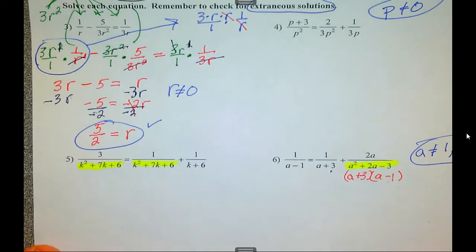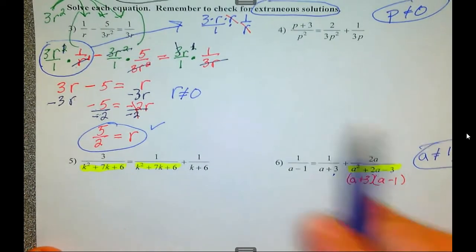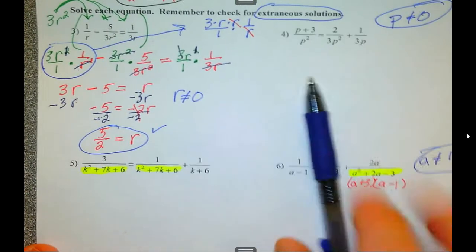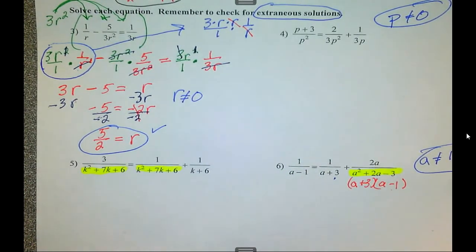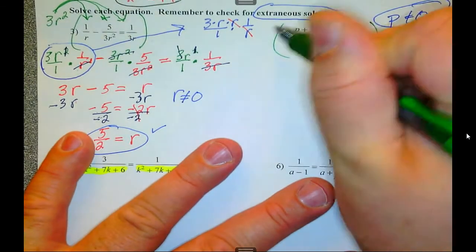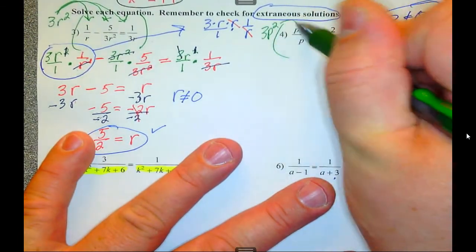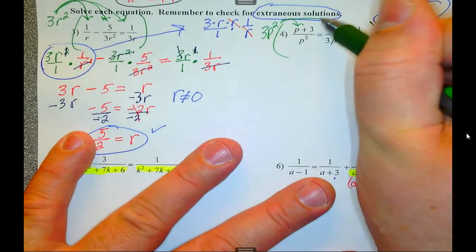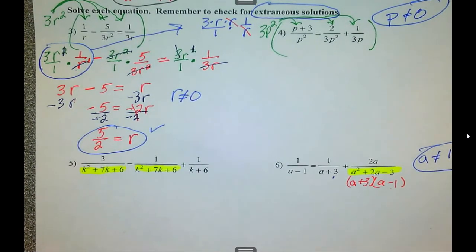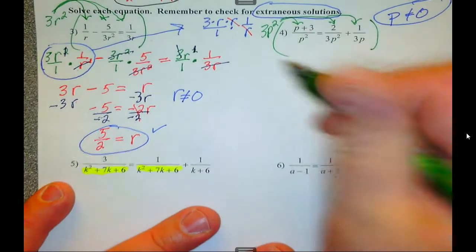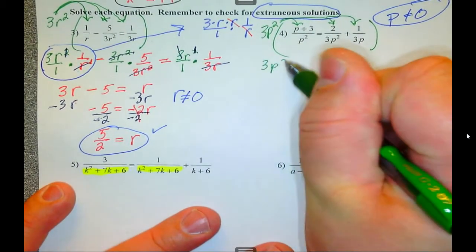All right. So what's going to be your, Alyssa, what's going to be your least common multiple here? Yeah, you're going to multiply everything by 3p squared. Okay? Well, is that good enough start for you? All right. Yes. So here's my least common multiple.